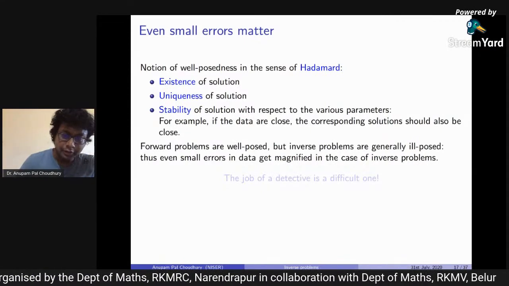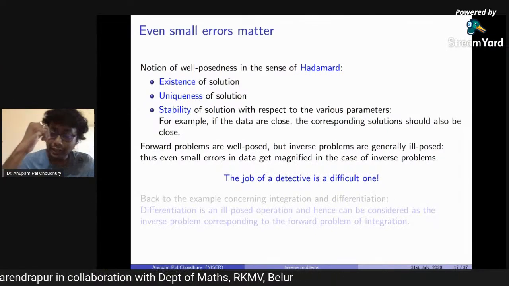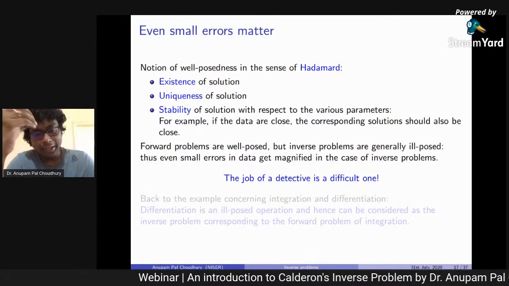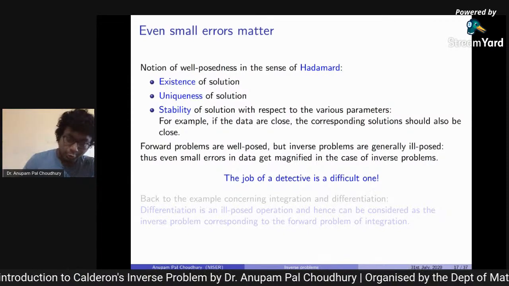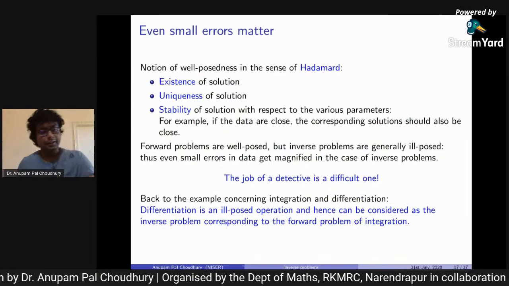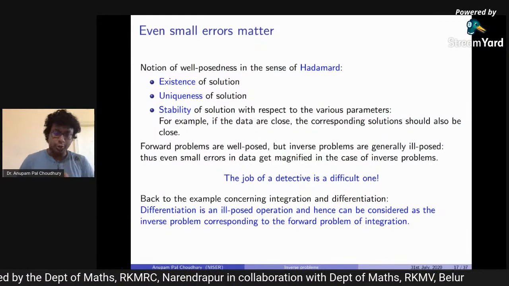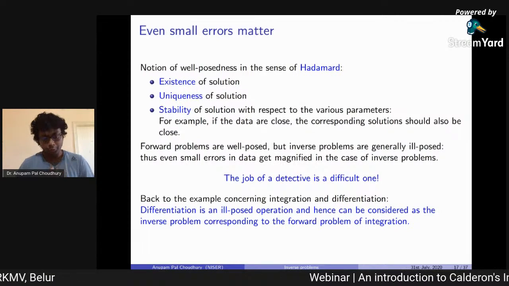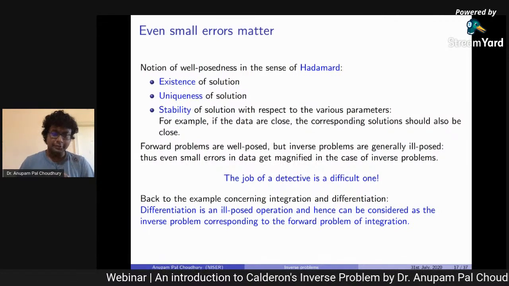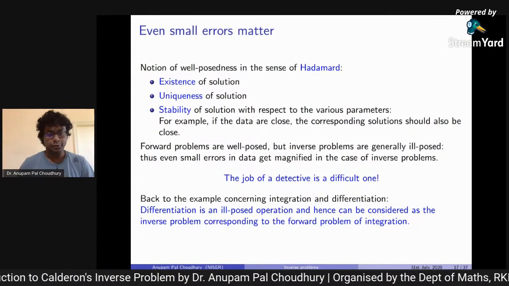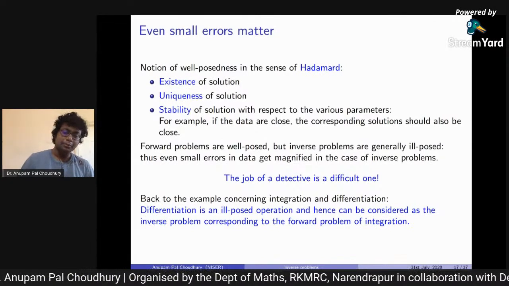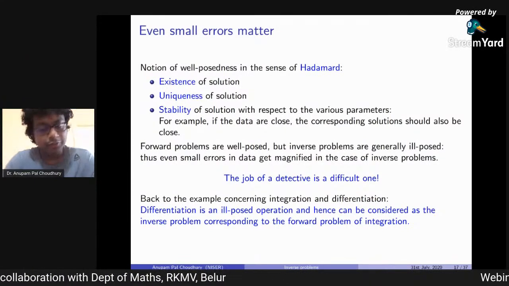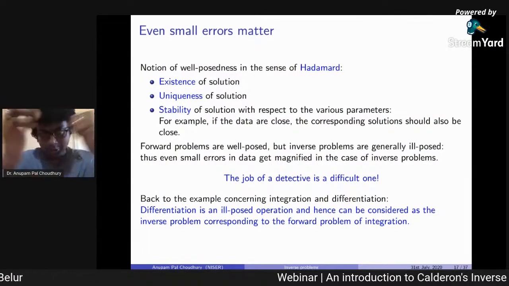So again, coming back to the detective, the job of a detective is indeed a very difficult one. It's an inverse problem. Usually it's ill-posed, so they're not even allowed to make small errors. Now let me go back to the example concerning integration and differentiation. Differentiation is an ill-posed operation. One can easily find examples using norms. You can show that even if you change the functions a little bit, differentiation can make it wrong; there won't be any stability. So differentiation is the inverse problem corresponding to the more stable problem of integration, which you can call the forward problem. That is also the answer to the question I asked you at that point.